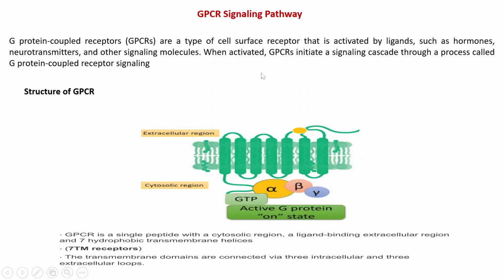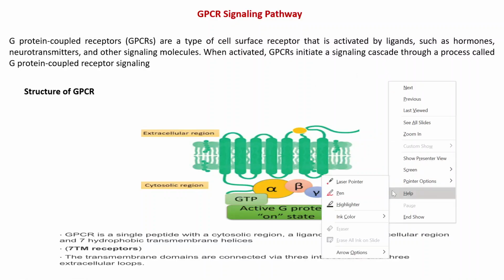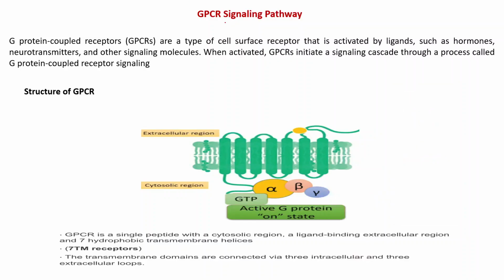When this GPCR is activated, it initiates a signaling cascade through the process called G protein coupled receptor signaling. So what is the ligand for this type of receptor? The ligand will be either hormones, neurotransmitters, or other signaling molecules. Then what is the structure of the G protein coupled receptor?